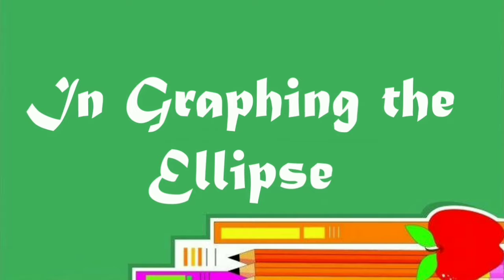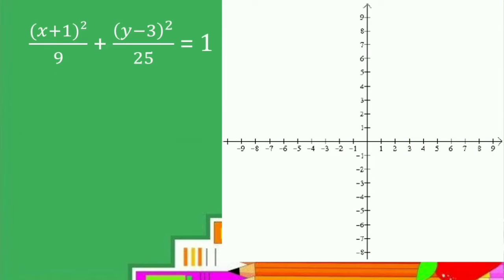And now, let us proceed in graphing our ellipse. In our given, quantity x plus 1 squared divided by 9 plus quantity y minus 3 squared divided by 25 is equal to 1. First, we must locate our center, which is at (-1, 3). Since we already knew that our ellipse is vertical and the value of a is 5, thus, from the center, we must move 5 points upward and 5 points downward.